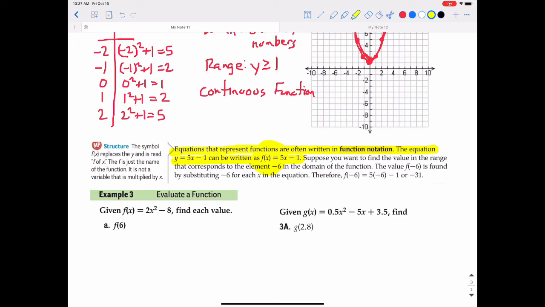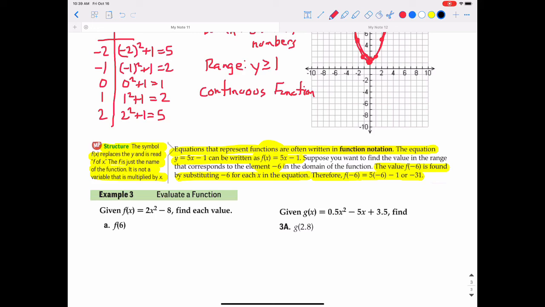If you over here where it says structure, it says the symbol f of x replaces y and is read f of x. The f is just the name of the function. It is not a variable that is multiplied by x. So f is not a function. So what you're going to do is that if they ask you to find the value of f of negative 6, you replace the negative 6 in for the x in the equation. So f of negative 6 would be the same thing as 5 times negative 6 minus 1, or negative 31.